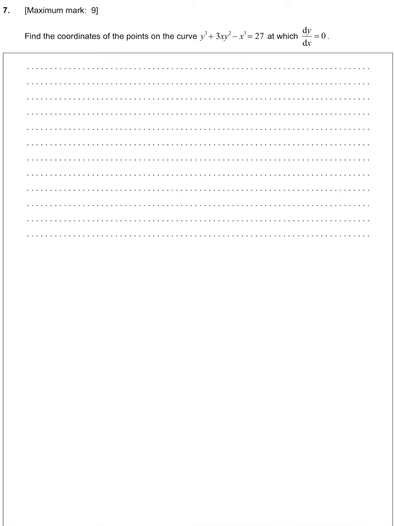This is May 19, time zone 1, paper 1, question 7. Right here, so this is a derivative question, and you want to recognize that it's an implicit differentiation question. Now, how would you recognize that?